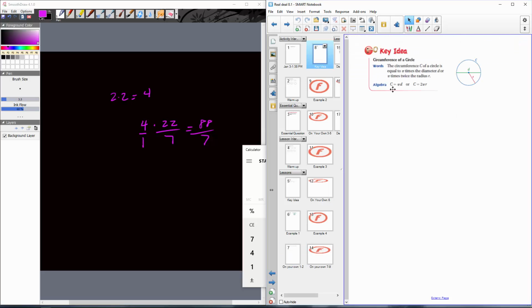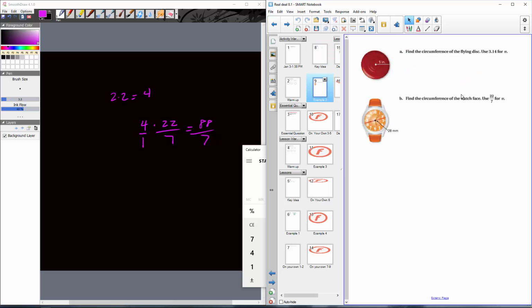So again, my key idea here is my circumference, which I showed before, is diameter times pi, or circumference is 2 times the radius times pi. So if I look at these right here, and I have 5 as my radius, I have to double this to find the circumference, right? So it would be 10. 10 times 3.14, which is 31.4.